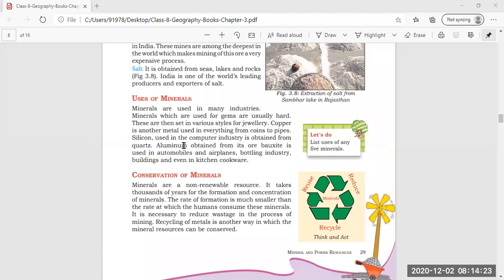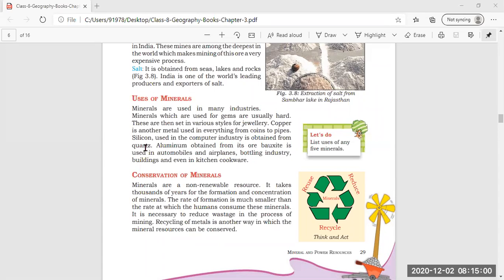Copper is another metal used in everything from coins to pipes. You have seen coins, they are made up of copper. So copper is used in coins, pipes, and most materials. Silicon used in the computer industries is obtained from quartz. Silicon, which is used in computer industries, is obtained from quartz.